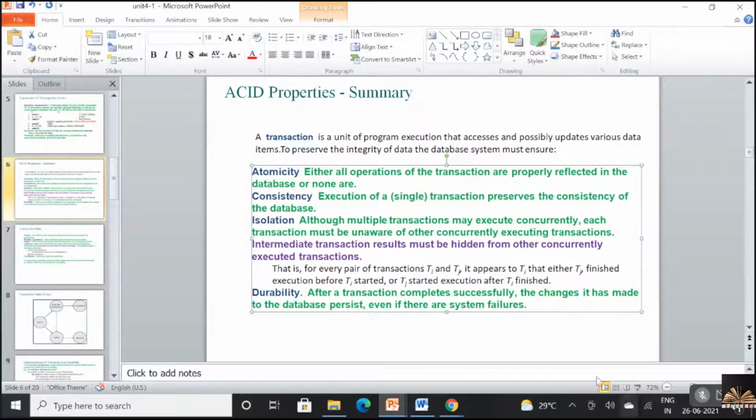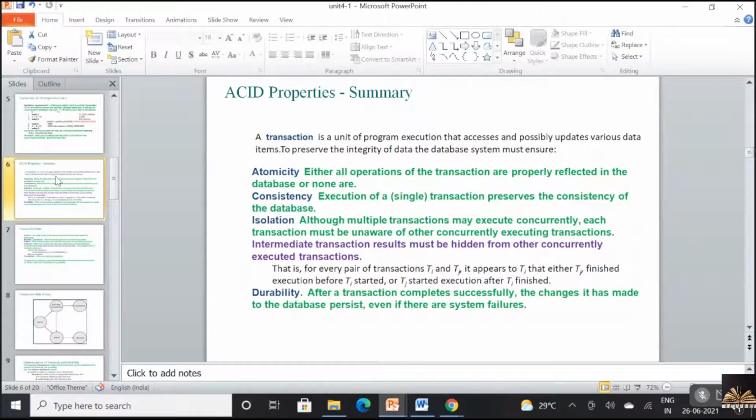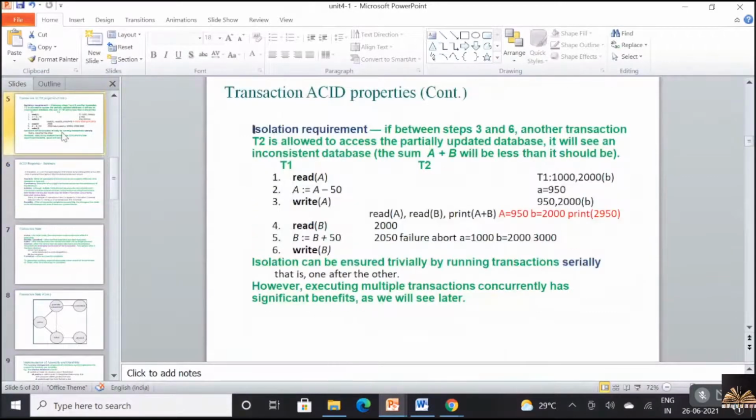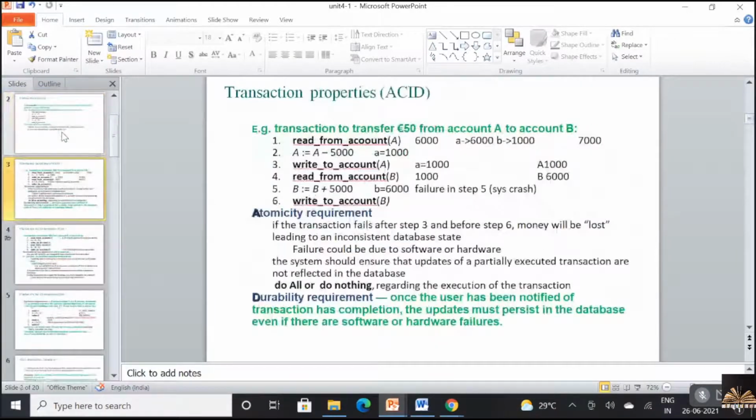And durability: after a transaction completes successfully, the changes it has made to the database objects must persist despite failures. So this is a briefing about the ACID properties. Just go through the ACID properties once. If you have any questions, you can ask.